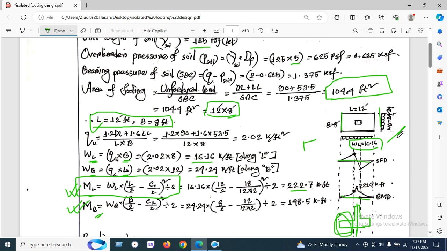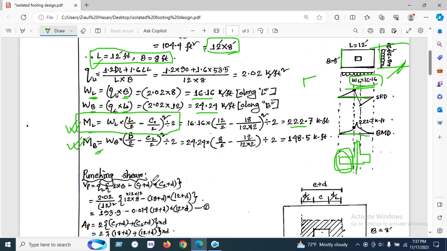Here is the L direction, and here is the B direction. So we have found the B direction moment, wB times (B by 2 minus C2 by 2) squared divided by 2, and found 148.5 kip-feet. So this is our moment. The moment will be needed when we find the reinforcement along the L direction and along the B direction.